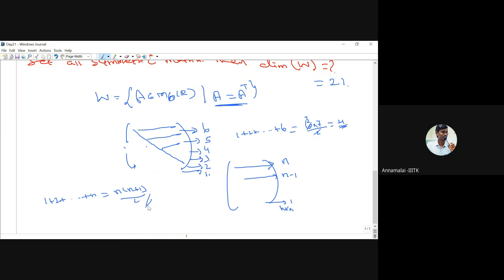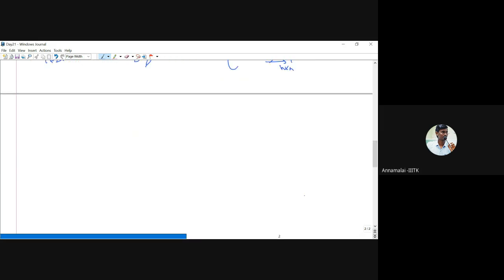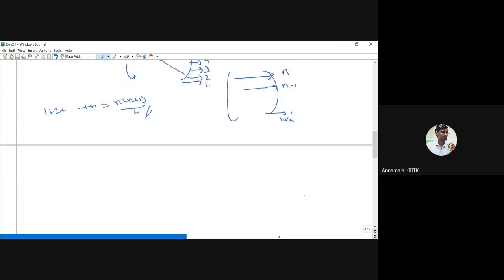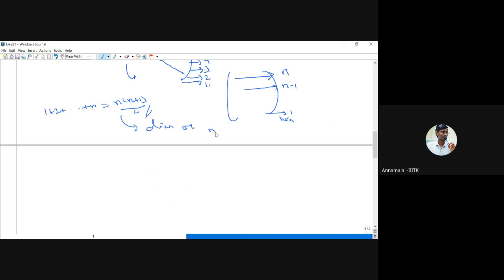Suppose we take the set of all skew symmetric matrices, then what is the dimension? Either you can use the rank nullity theorem, or again you have to find the dimension. So this is the dimension of n by n symmetric matrices. This is a formula, so you can easily find it.